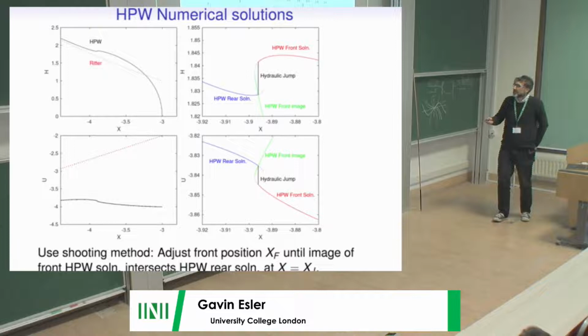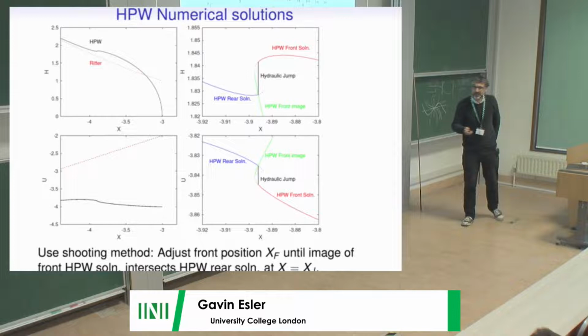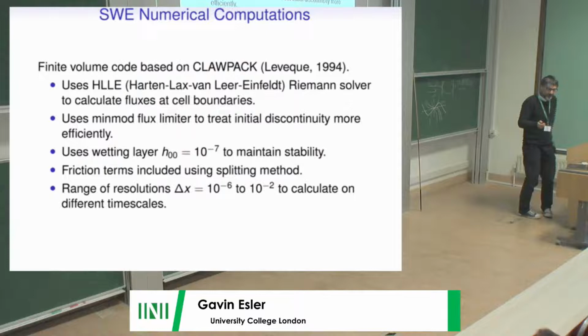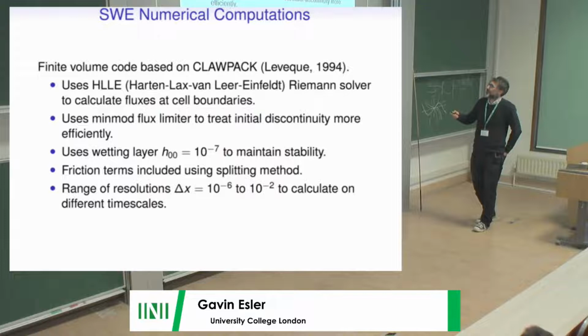So this seems to us to be the only way you can construct a consistent solution for the similarity theory for the Hogg and Pritchard equation, the Hogg-Pritchard-Whitham equation. I'm going to talk a bit about late time asymptotics, which is also kind of solvable for this system in a minute. But first of all, let's try to validate this theory using some shallow water numerical computations.